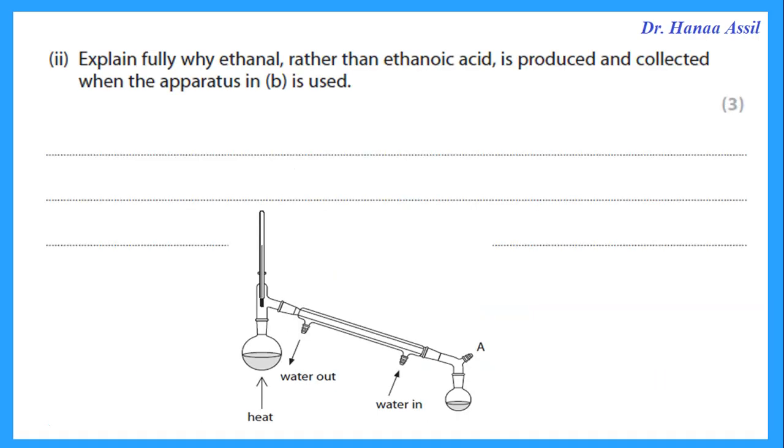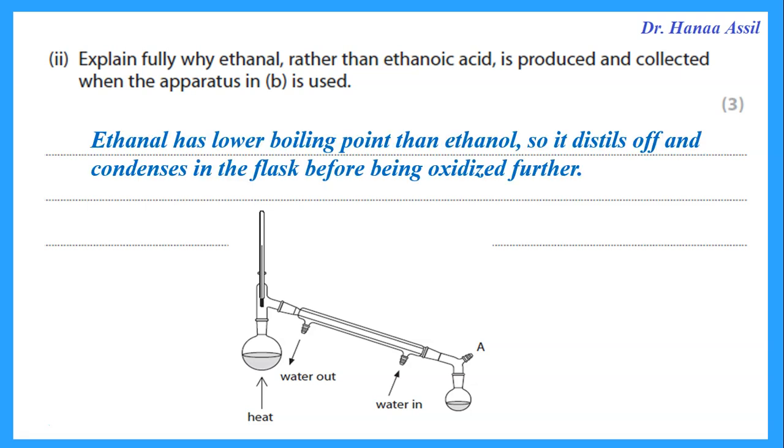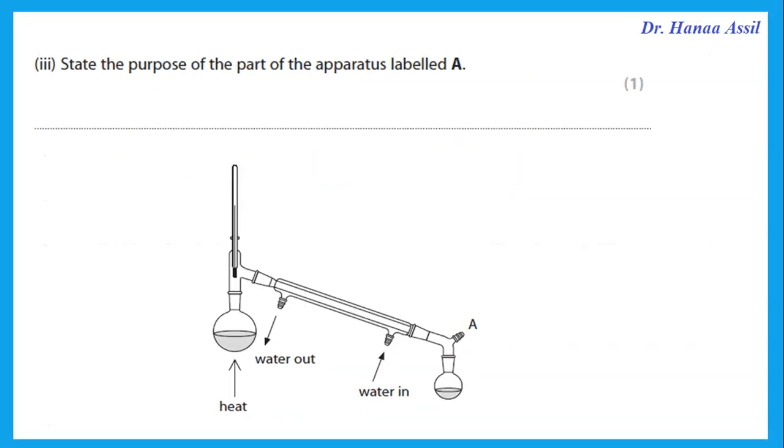Now, explain fully why ethanal rather than ethanoic acid is produced and collected when the apparatus here is used. Remember, we are using simple distillation, so the aldehyde is not oxidized to acid, because the aldehyde, when it is formed, evaporates first. It has lower boiling point than the alcohol. It distills off first, condenses in the flask before being further oxidized.